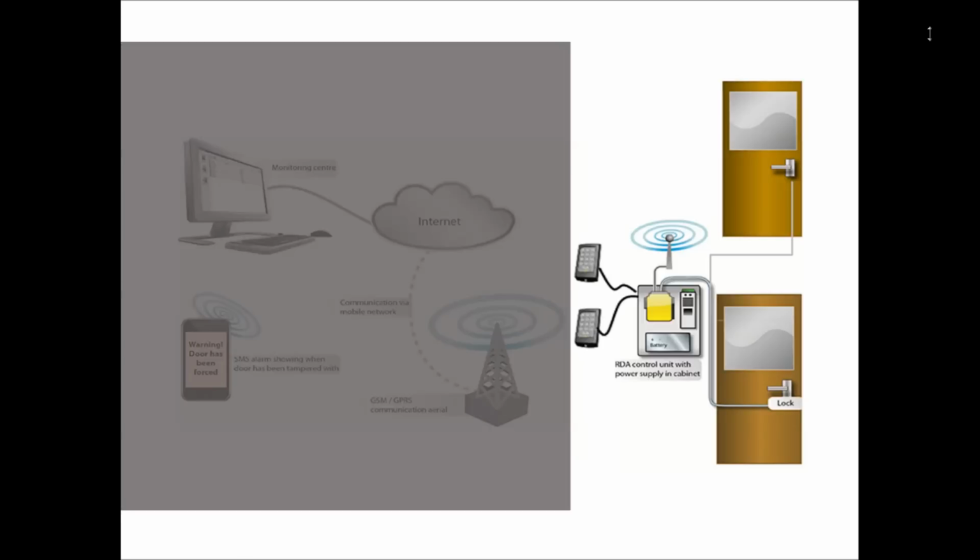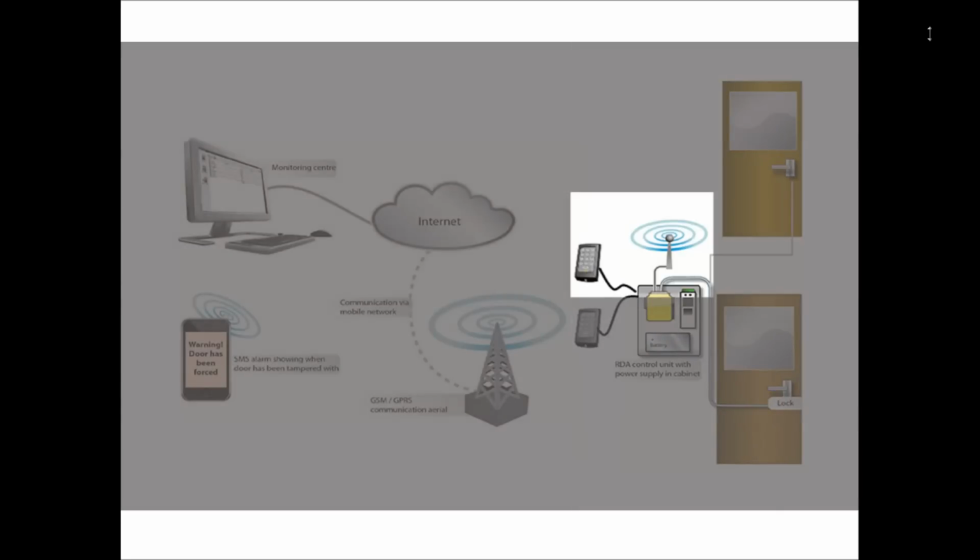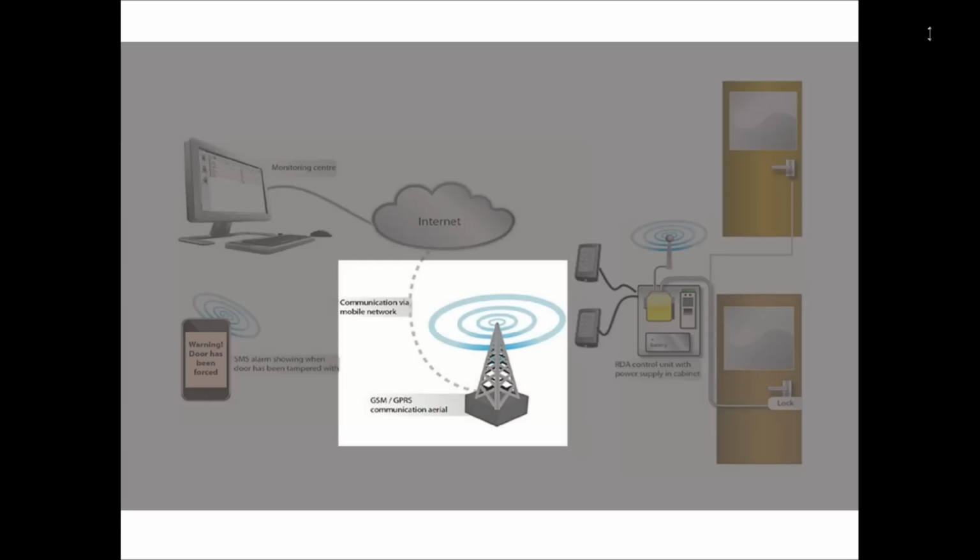So here the doors are connected to the unit at the site, and when an event happens at the door, such as a pin being entered into a keypad, the unit will transmit an alarm via the GPRS SIM inserted inside the unit. Once this has been transmitted, the signal will be picked up by a GSM or GPRS communication aerial, just as any mobile phone with a SIM card inserted would do.